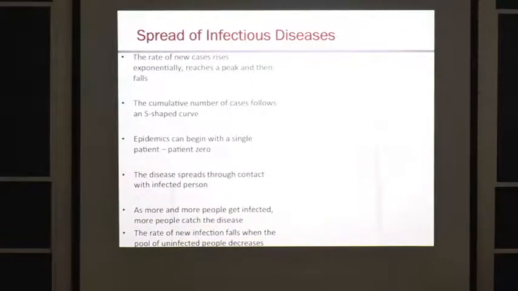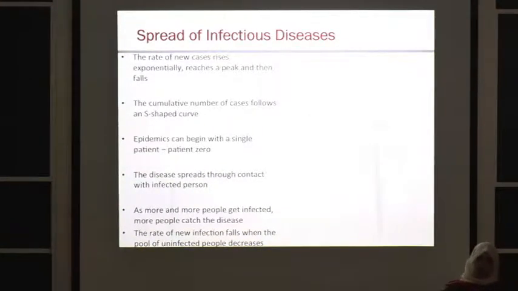So we'll start with spread of infectious diseases because that's where this type of modeling was actually applied and used for a long period of time. So that's where we're going to begin. In infectious diseases, we are going to essentially make the following set of assumptions. Many of them are close to reality. The first one is that the rate of new cases rises exponentially. It reaches a peak and then it falls.